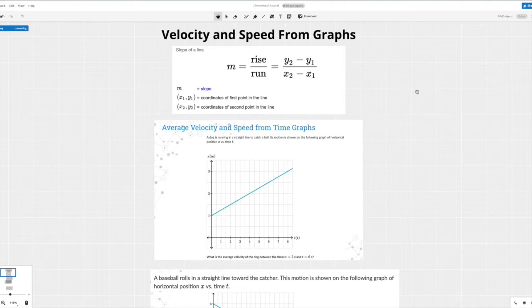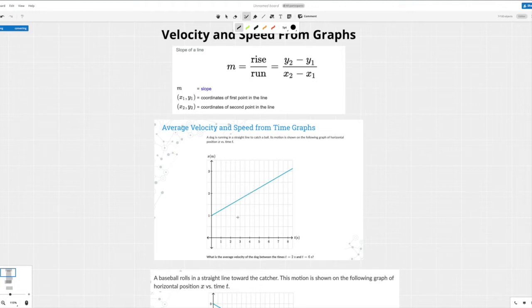Okay, today I'm going to be talking about velocity and speed from graphs. To understand velocity, you have to understand displacement. When we're given a distance and time graph like this, the slope of that graph is going to give us the velocity. We have meters over here and seconds over here. So if it's a distance and time graph, the slope of that is going to give us the velocity.